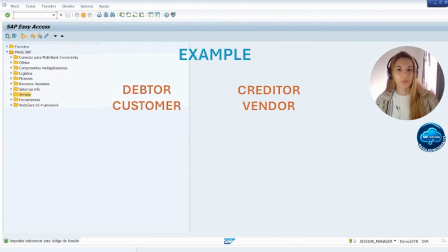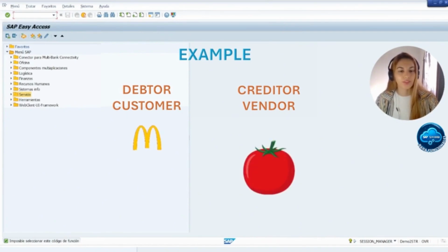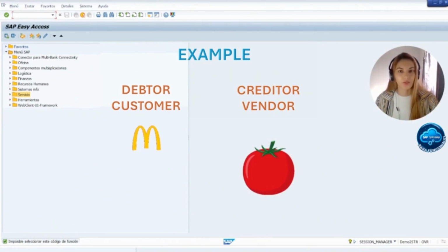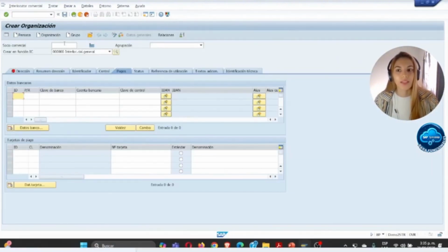Well, here's an example. We already know that a debtor is the same as a customer and a creditor is the same as a supplier. We have McDonald's and it turns out they have a tomato supplier called Tomates SA. So McDonald's uses the SAP system and enters the data for Tomates SA, the address, payment terms, and so on. And this supplier is created as a business partner, and at the moment of registration, a number is assigned here. In this section here, I call it a record number, which is the business partner.